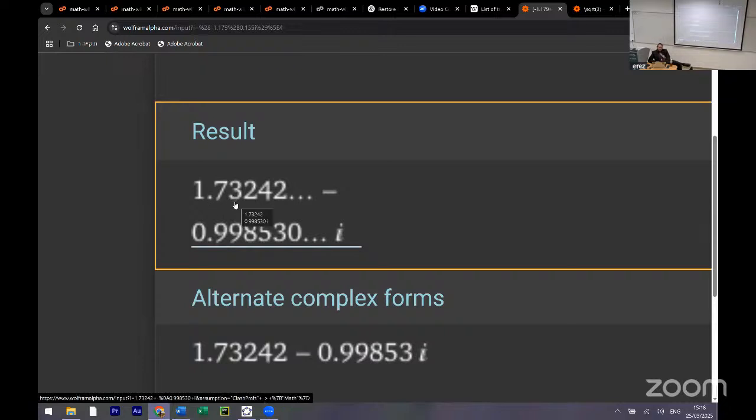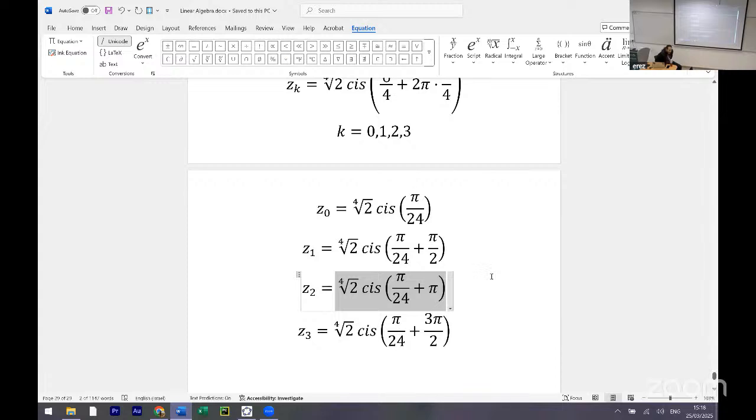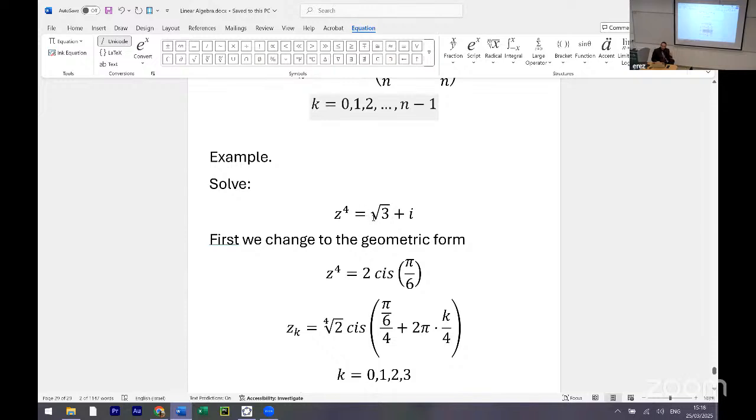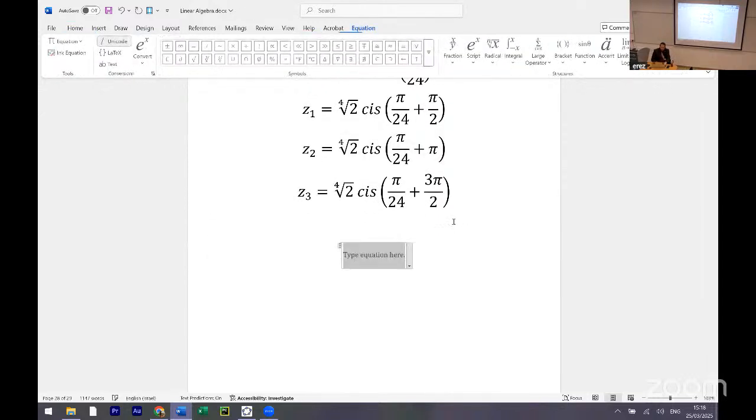That's not a proof because I took an approximation, but again, it's just to convince you that something real is happening here. And the same goes for every other root here. So we found 4 distinct fourth roots of the square root of 3 plus i. Let's do another example.